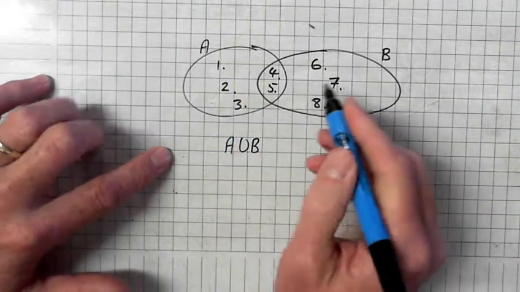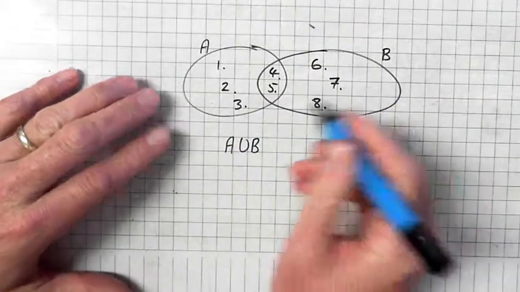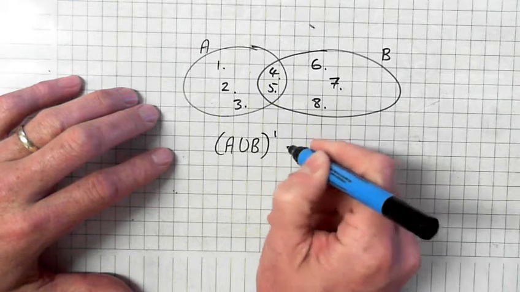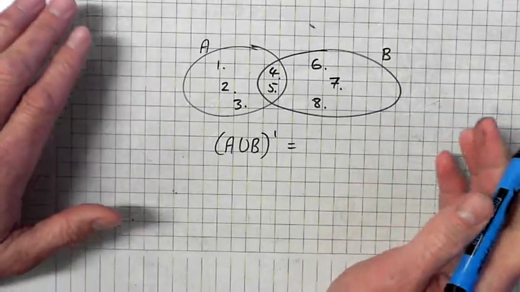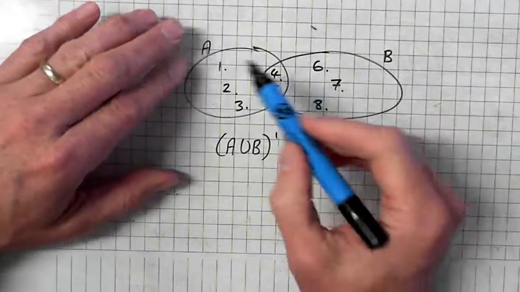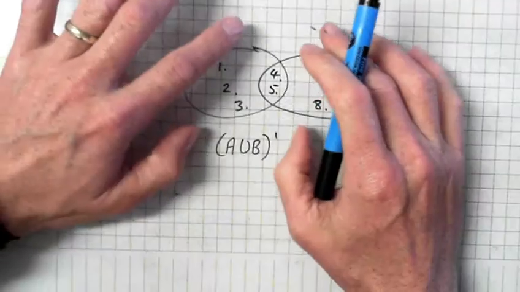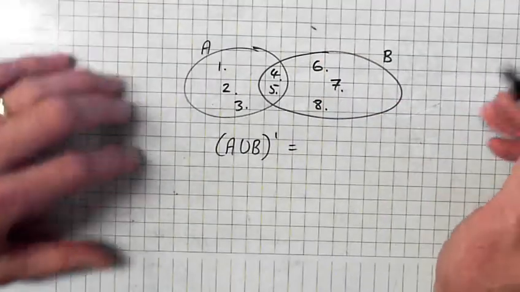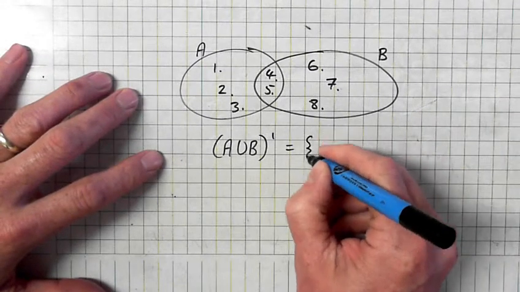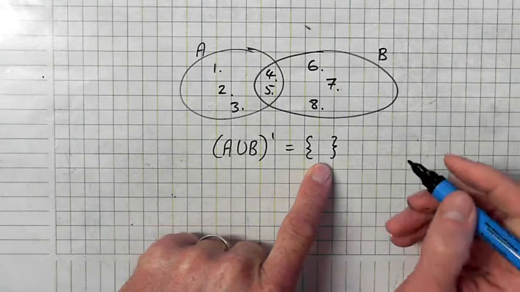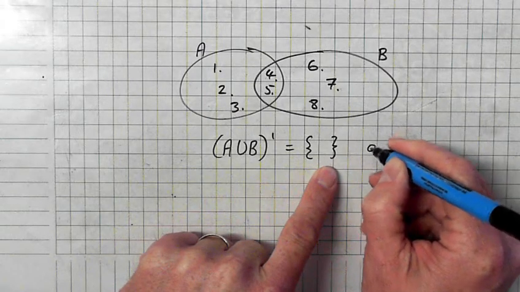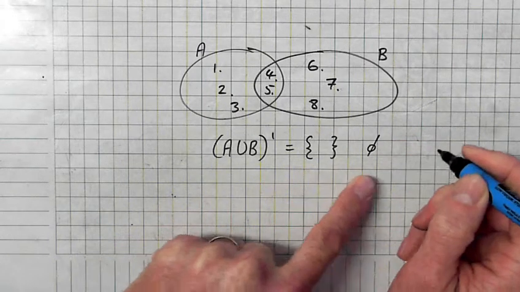A union B means all of A and all of B. Complement. 4 and 5 are inside, and there's nothing outside. There are no elements outside. So it's the null set. How else can I write the null set? It's a zero with a line through it, a circle and a cross. That's it. Null set.